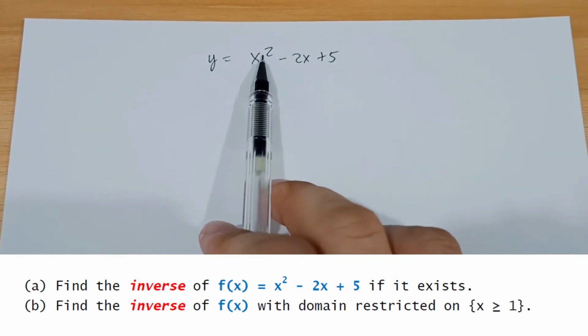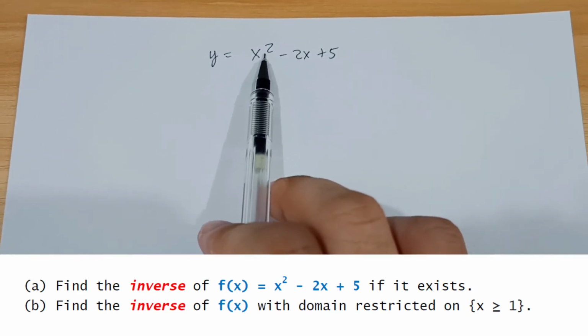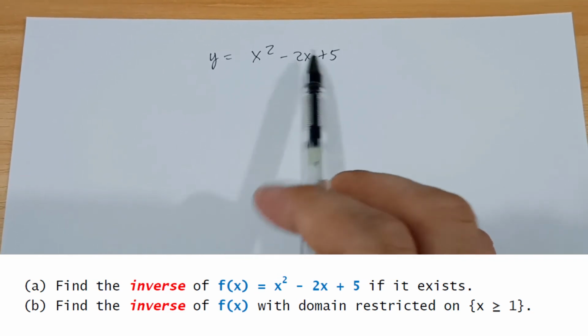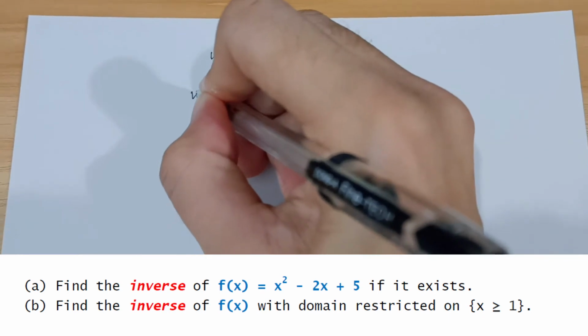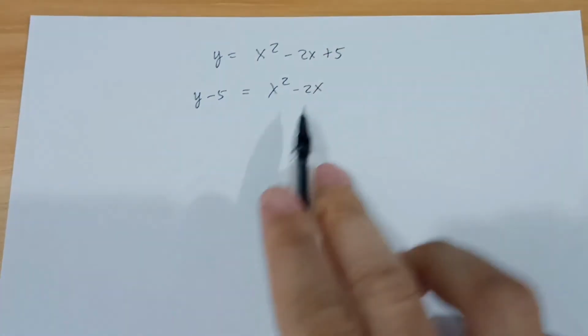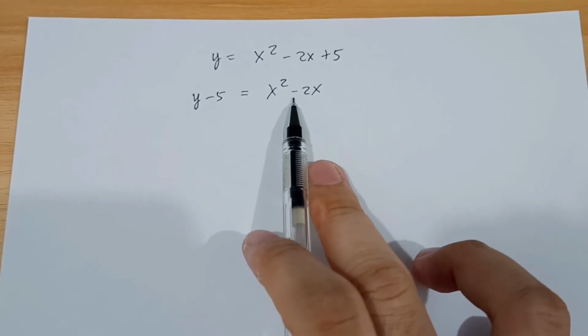So, dito kapag quadratic yan, y is equal to x squared minus 2x plus 5. Quadratic siya. Ibig sabihin, pwedeng maging parabola to. Gawin natin siyang vertex form or yung standard form ng parabola. Lipat natin yung negative 5. Y minus 5 equals x squared minus 2x.